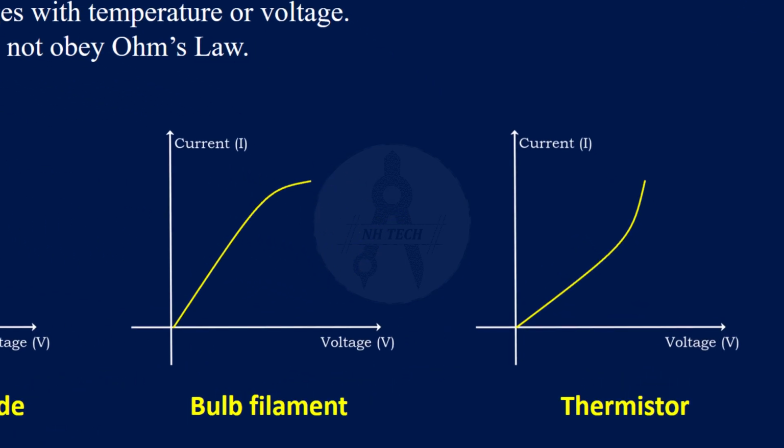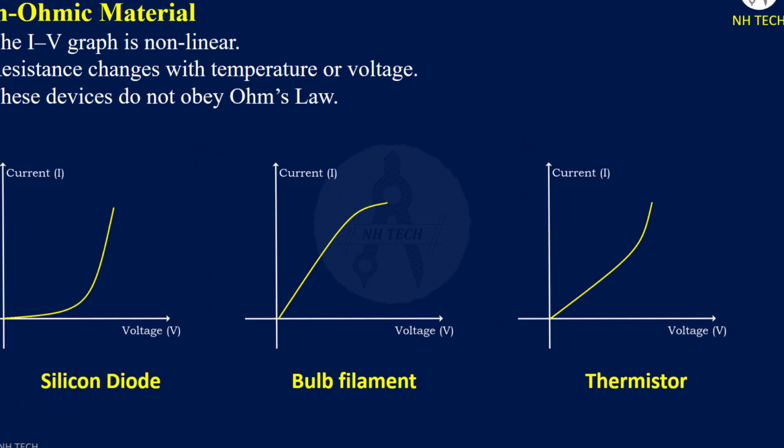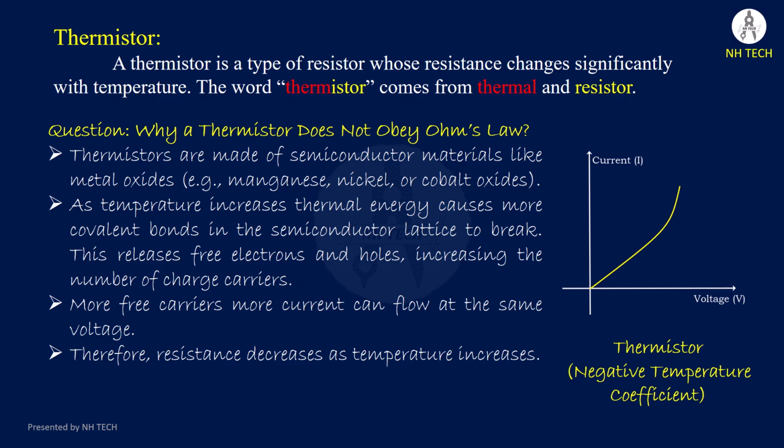In the case of a thermistor, especially a negative temperature coefficient or NTC thermistor, the resistance decreases with increasing temperature. So, as voltage increases and it heats up, the current increases more rapidly, resulting in a curve that gets steeper with voltage. Since the resistance of a thermistor depends on temperature, it is commonly used as a temperature sensor.